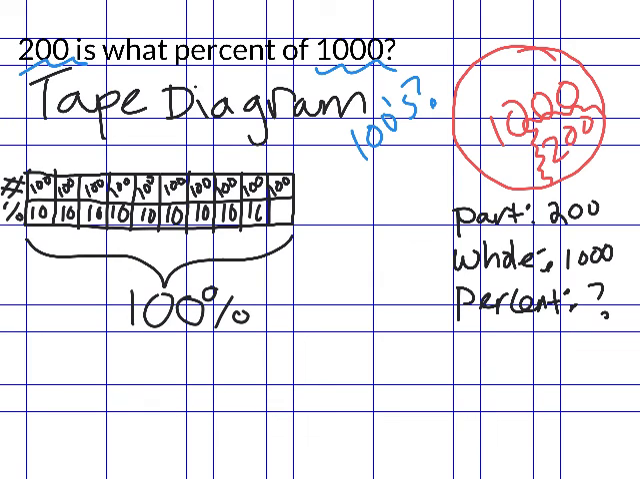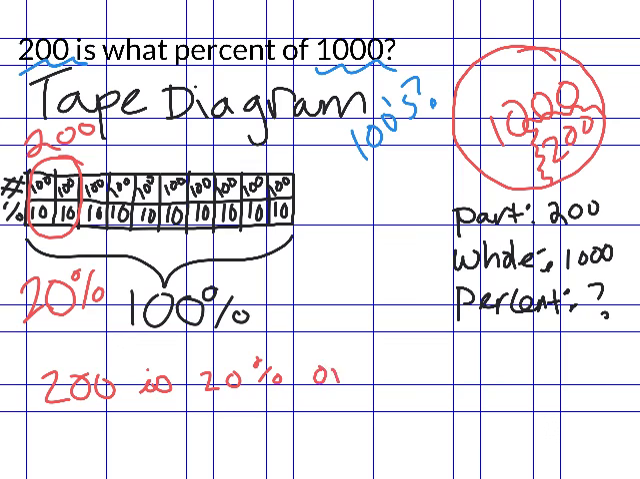And so then I just need to see what that 200 is representing. So if I take 2 100s, right there, that's 200, and we can see that's also 20%. So 200 is 20% of 1,000.